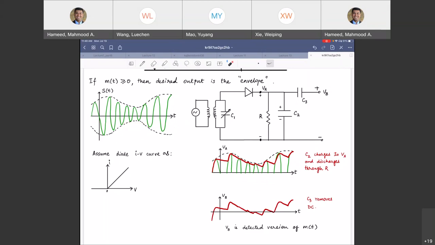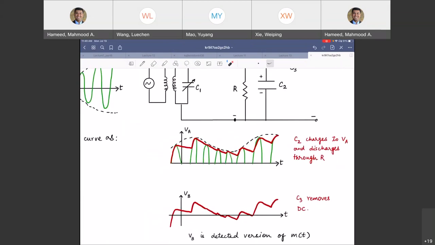Now you are using VA to charge C2 through R. So when you charge C2 through R, charge, discharge, and so on, right? So you're essentially tracking the black line, which is M of T, right? The red line is what is getting closer and closer to the black line. Now tell me, if I wanted the red line to exactly match up with the black line, what things can I change here?